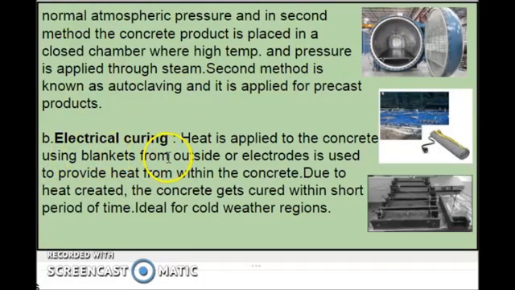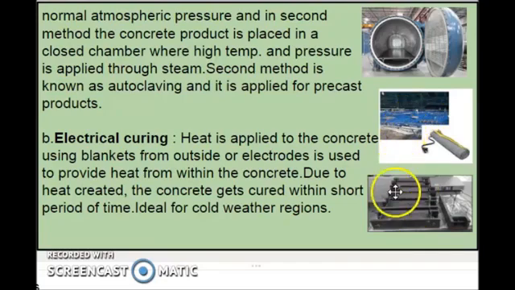Second, electrical curing. Heat is applied to the concrete using blankets from outside, or electrodes are used to provide heat from within the concrete. This is the blanket which is spread over the concrete, and when electric current is passed, this blanket gets heated up so that the curing process gets accelerated. Here the electrodes were connected to the steel bars from within so that concrete gets heated from inside.